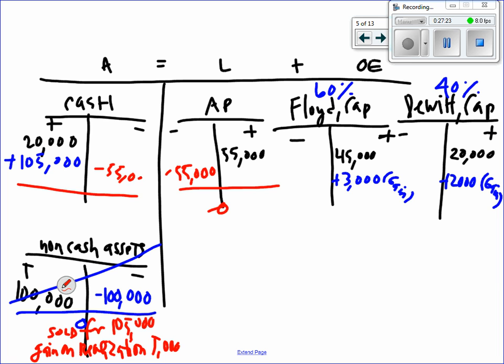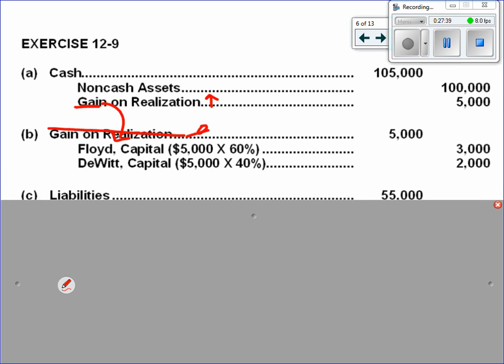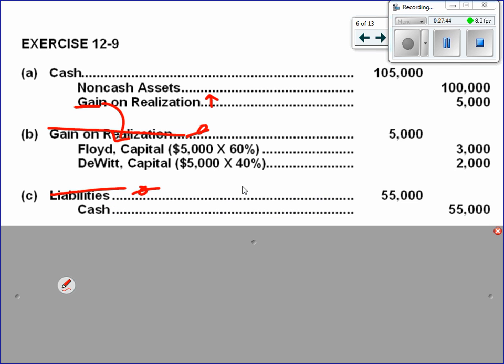What's cash? Okay, we're wiping out AP. It's like we wiped out our non-cash assets and we used cash to do so. So you will see liabilities go down, they're wiped out to 0, and we used cash to pay them.